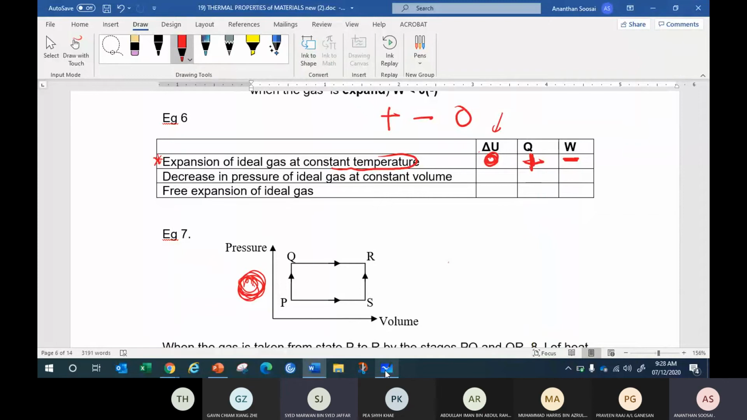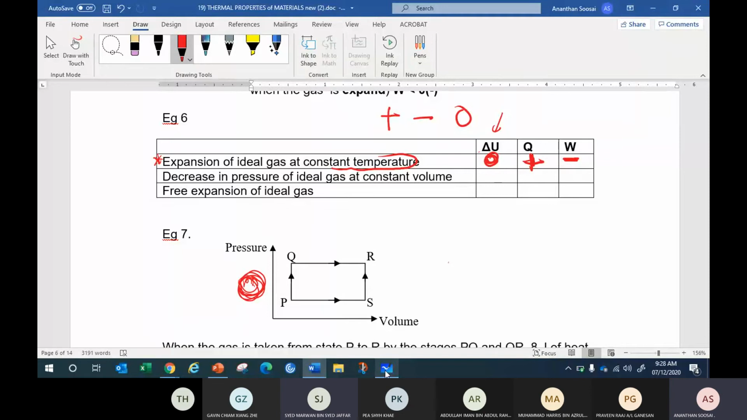So my advice is, when you use the first law of thermodynamics, the first column you can always fill in is the work. Get the work value first. Is it positive, negative, or zero? Work can easily be discovered. If it expands, work is negative. If compressed, work is positive. If no change in volume, work is zero.